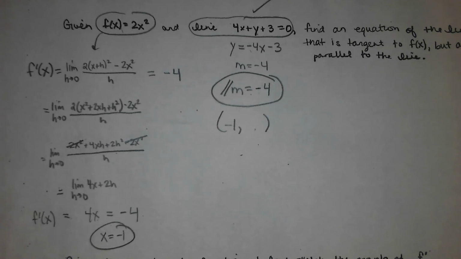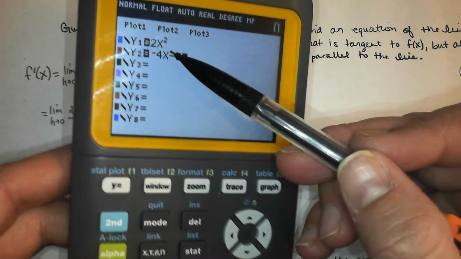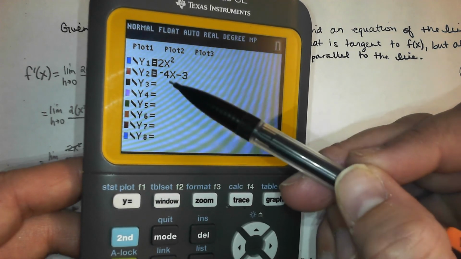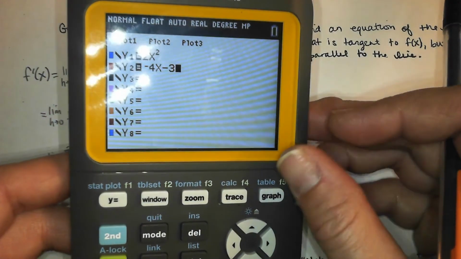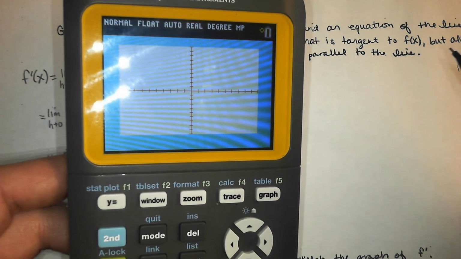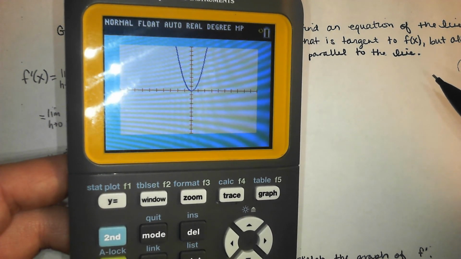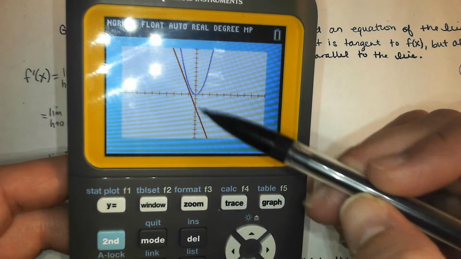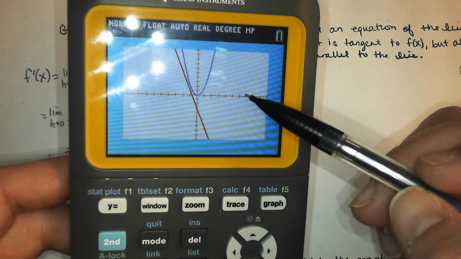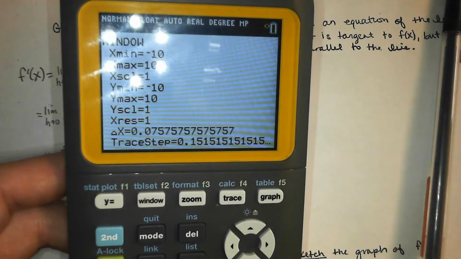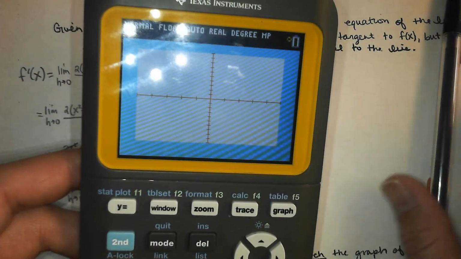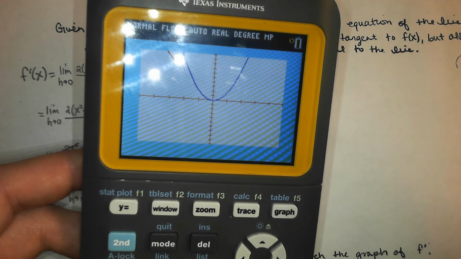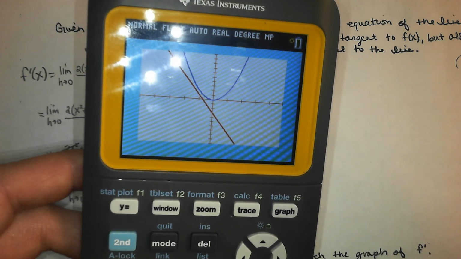-4x minus 3. Okay, here's the quadratic we're trying to write a tangent line to. And here's the line that we're trying to be parallel to. Here's what this looks like. There's our parabola. And there's our line. Do you see how our line is missing the parabola slightly? Yes? We might see it a little bit more thoroughly if we do this. Ooh, okay. Just missing it, right?